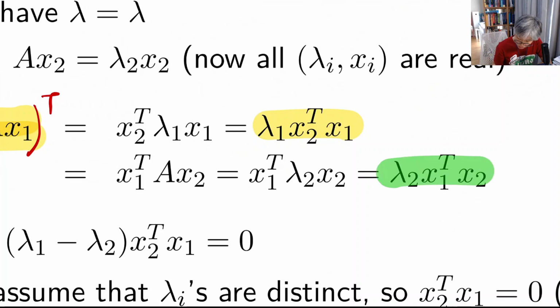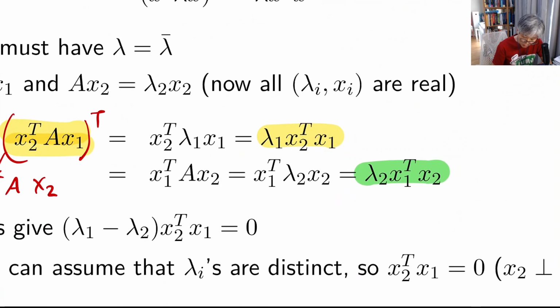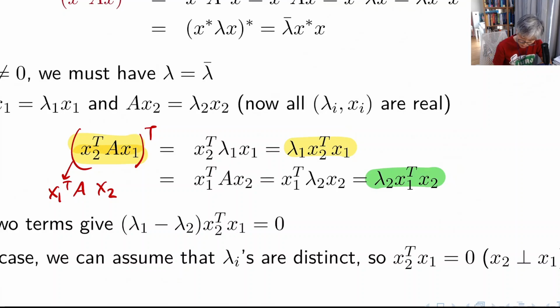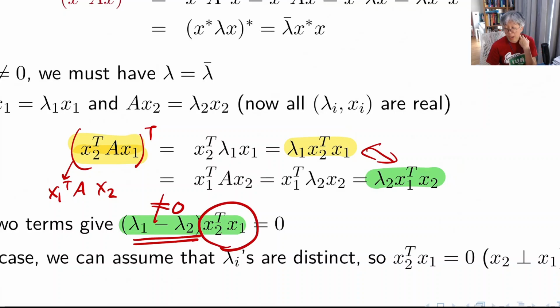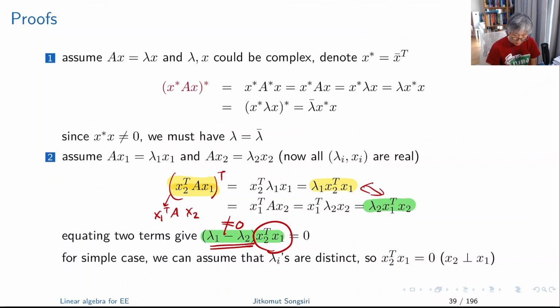When I derive it using this way, and both of them have to be the same, right? So I match this guy. So when you match this guy, you have this condition, lambda 1 minus lambda 2, inner product between x2 and x1 equals 0. Because I assume that the lambda j and lambda k are distinct, so this guy is never 0. So inner product between x1 and x2 has to be 0 instead. And that is a proof why the eigenvectors corresponding to distinct eigenvalues are mutually orthogonal.